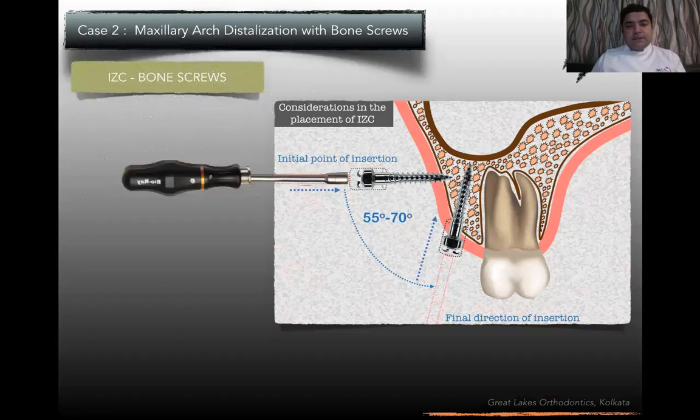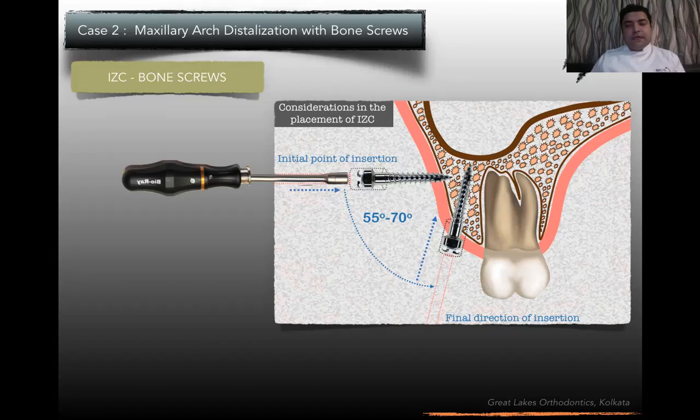That's the thing. I prefer to use a BioRay bone screw. It's made of stainless steel. And once you have inserted it and localized it, that's 1 or 2 mm above the mucogingival junction.